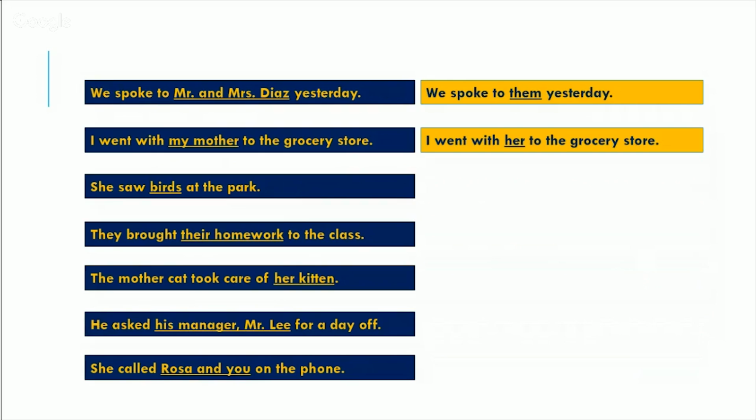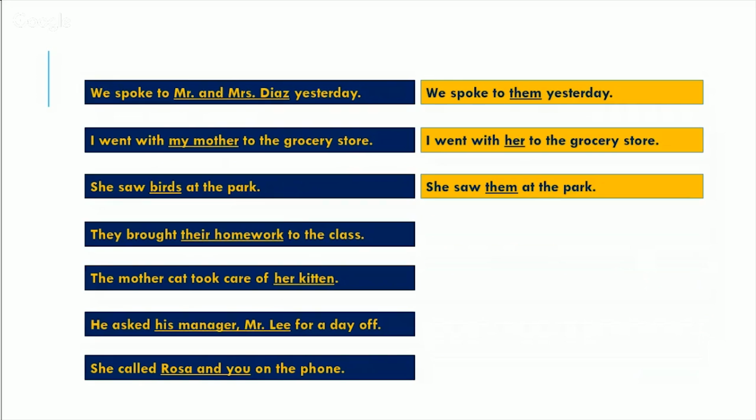I see 1 answer for number 3. Can we have a couple? Well, I see 2 now. 3. Okay, there they are. So she saw birds at the park. She saw them at the park. Good job. See, birds, plural. Them. Excellent work right there. Let's look at number 4.